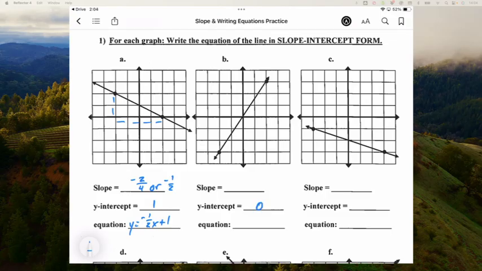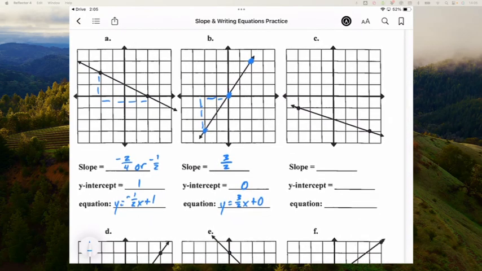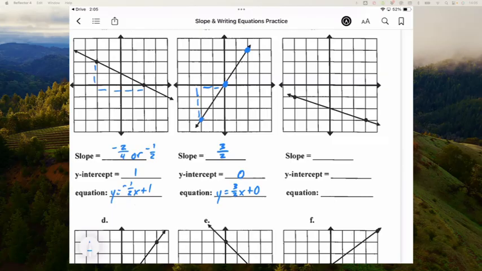Next one, y-intercept is 0. They give us that point. And that point, looks like we could also use the origin. I'll use the origin up 1, 2, 3. To the right 1, 2. 3 over 2. Y equals 3 over 2 x plus 0. You could just put y equals 3 over 2 x also.